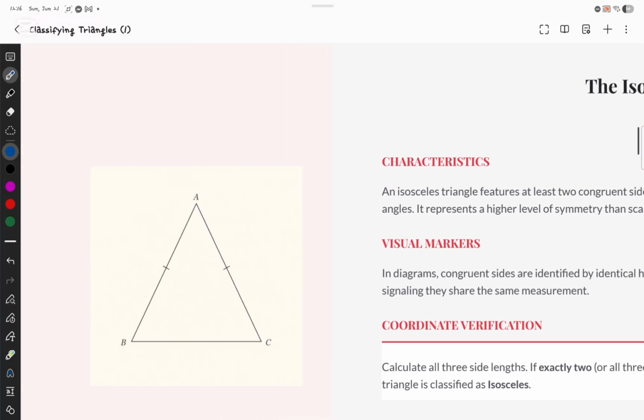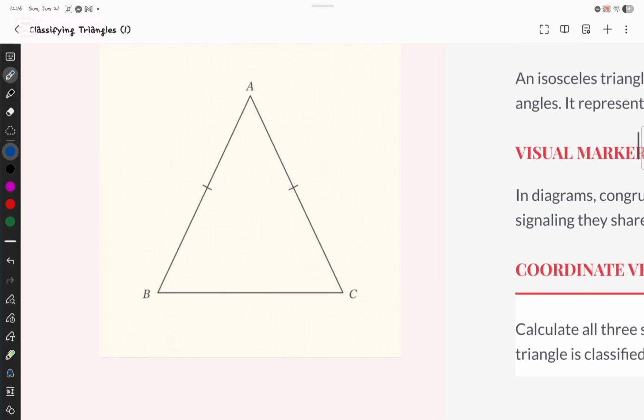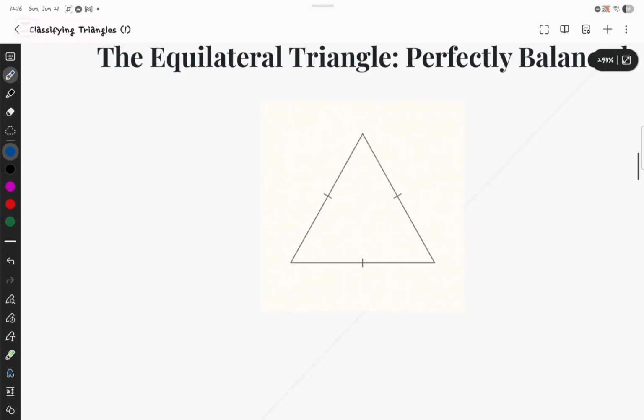An isosceles triangle is when you have two sides that have the same length, right? In this diagram, AC and BC have the same length, therefore it's isosceles. It could also be AB and BC that have the same length, as long as there's two sides that have the same length in a triangle, it is an isosceles triangle. Finally, the equilateral triangle is when all sides are the same length.